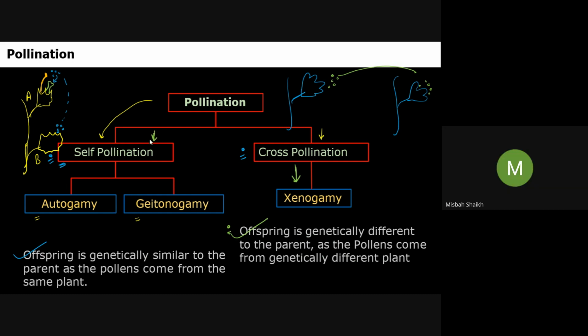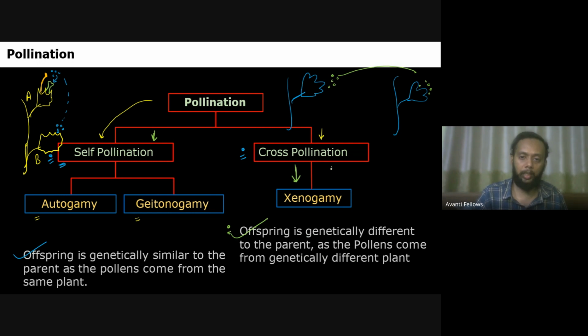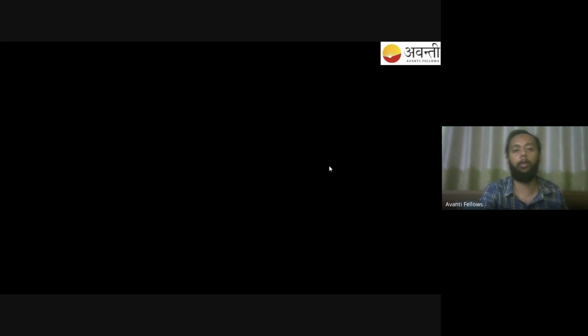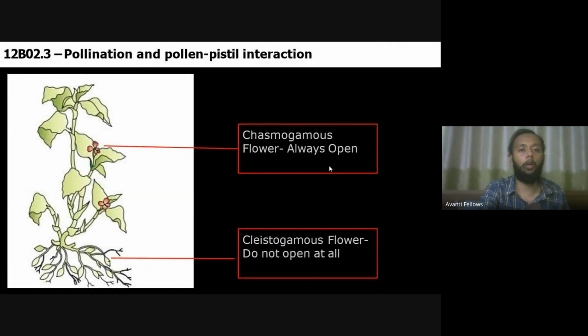Xenogamy. Right, xenogamy or cross-pollination is going to be much more beneficial, much more advantageous by any means. We'll try to see all those things later. Okay, so now when we discuss autogamy, autogamy generally has these two terms: you have chasmogamous flowers and you have cleistogamous flowers.